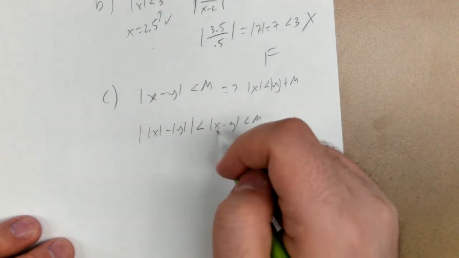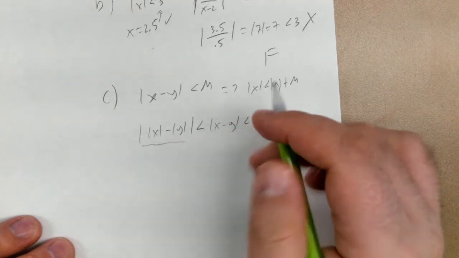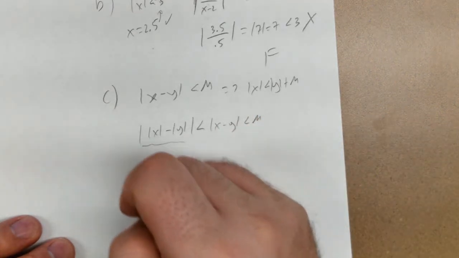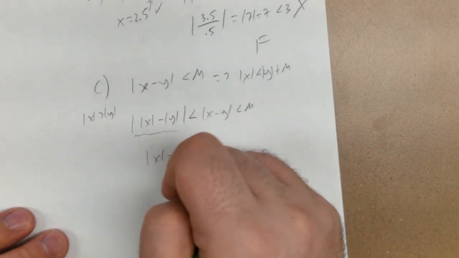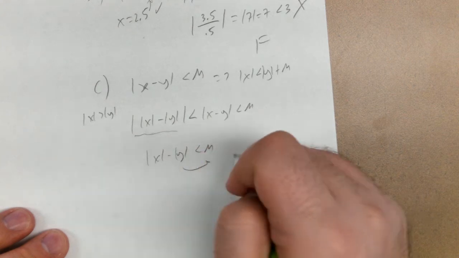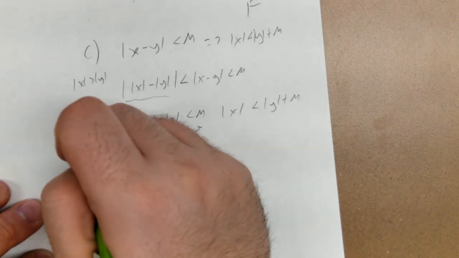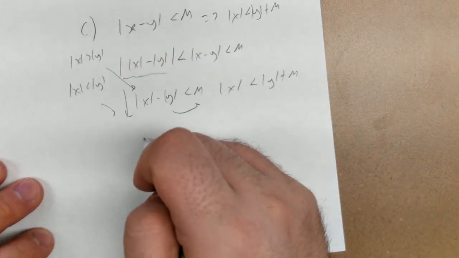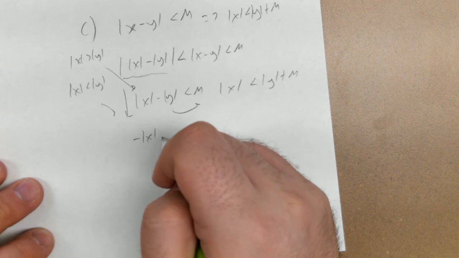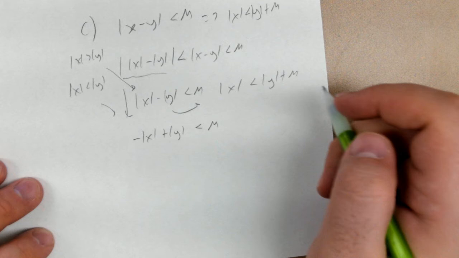So if you have these two here, well, certainly if this is positive, so if the absolute value of x is greater than the absolute value of y, then that's just a positive thing. You move it over to the other side and you get what you need. What if the absolute value of x is less than the absolute value of y, then that expression over here would be negative absolute value x plus absolute value y, and that's supposed to be less than m.